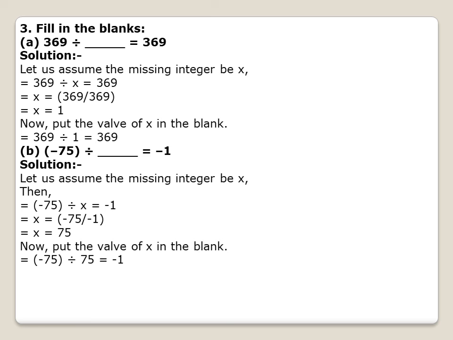It's very simple. Now the next one is minus 75 divided by what to get minus 1? So let us assume the missing integer as x. Minus 75 divided by x is equal to minus 1. Then bring this x to the other side. So x is equal to minus 75 divided by minus 1. Then minus and minus will get cancelled. x is equal to 75.